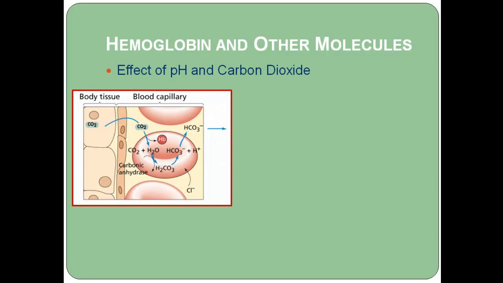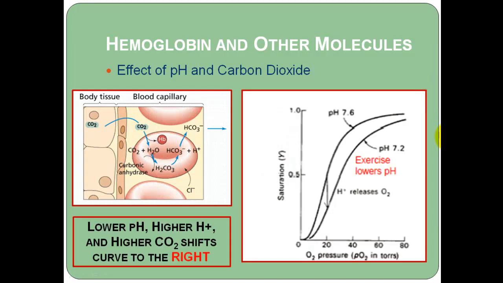To study this better, look at the following reaction that involves carbon dioxide and water to form carbonic acid before that splits up into the carbonate ion and H+. So a buildup of carbon dioxide leads to a buildup of hydrogen ions and a decrease in the pH.